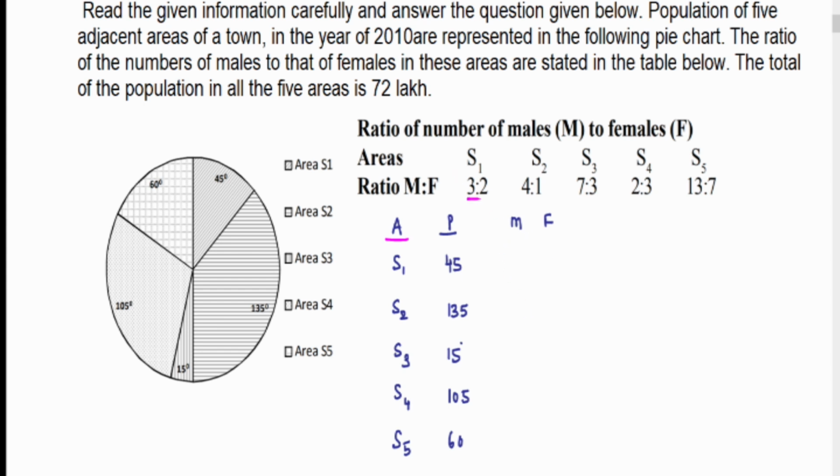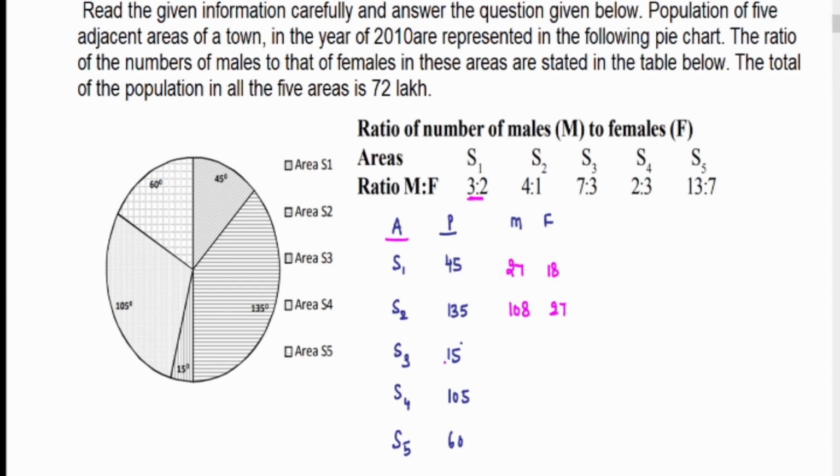When it comes to S1 it is 3:2, 5 parts is 45. I would say 5 parts is 45, each part is 9. Therefore 3 parts is 27. Female is 18. Next, 4:1, 5 parts is 135. Therefore, each part is 27. 27 fours are 108. This is 27.